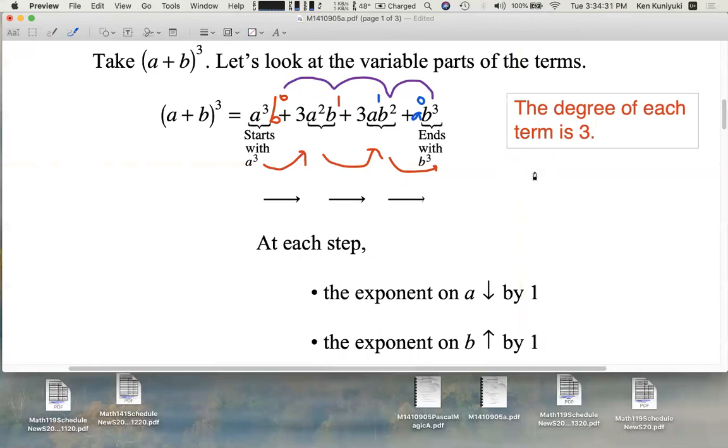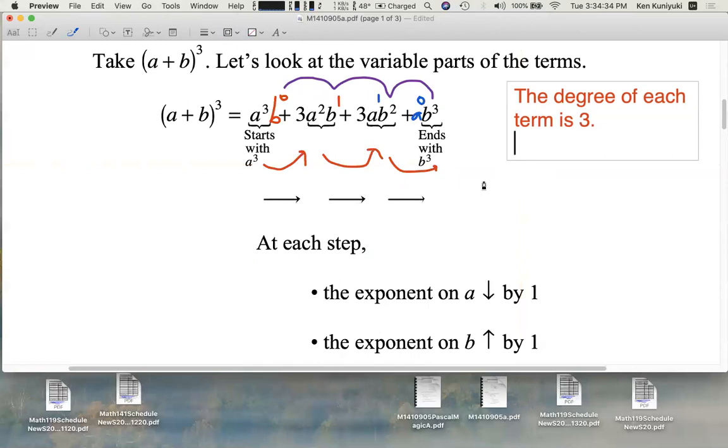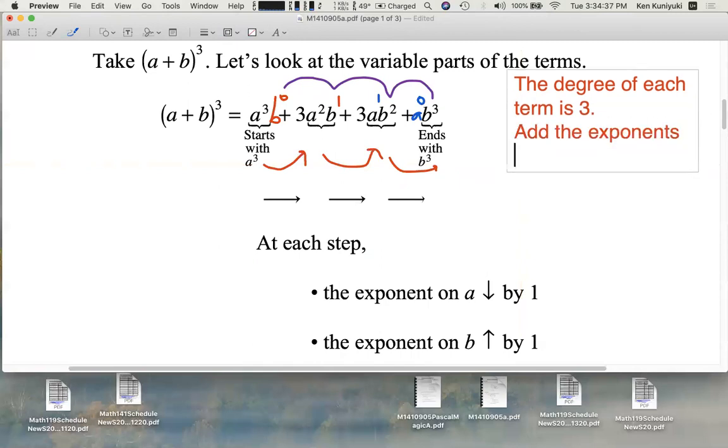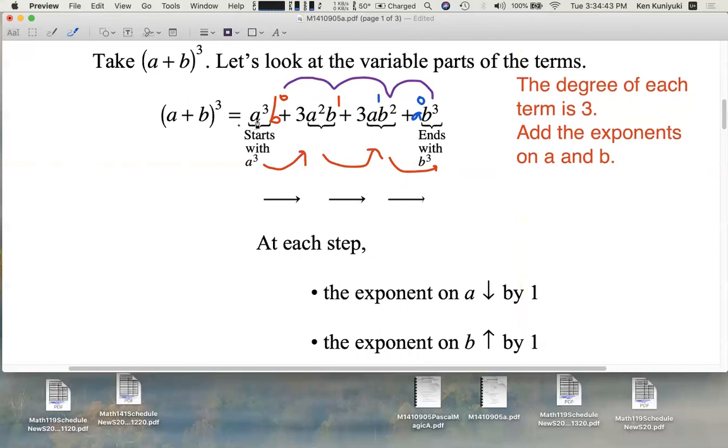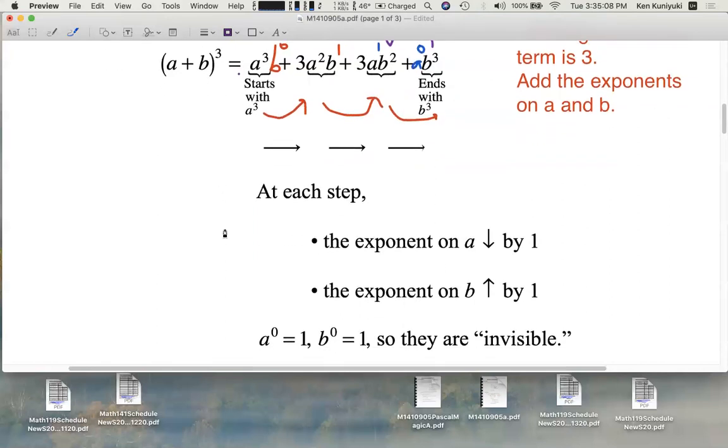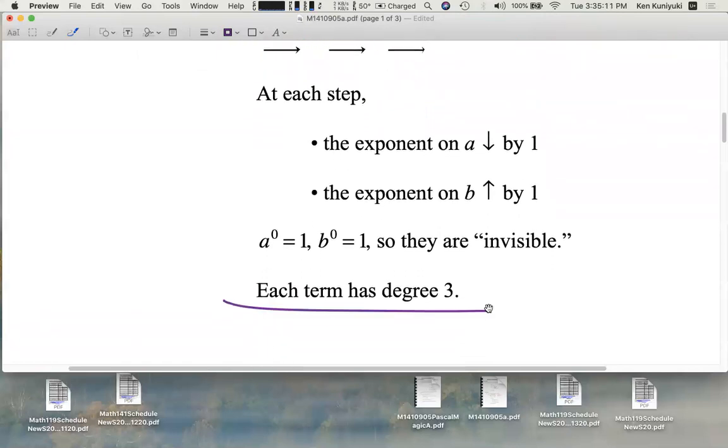Okay, because remember, to get the degree of a term such as these, you add the exponents on a and b. So here, of course, a cubed has degree 3. That's no problem. But the a squared b term here, this also has degree 3 because the exponent on a is 2. The exponent on b is 1. The degree here is 3. 1 plus 2 is 3. Over here, b cubed has degree 3. So each of these terms has degree equal to the exponent over here. Each term has degree 3.